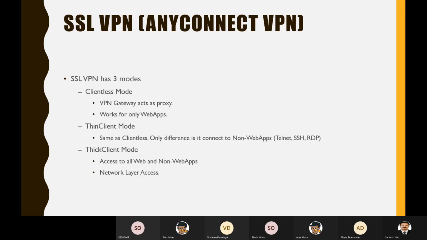In Cisco ASA Firewall, it is almost the same in most of the firewalls, but from the Cisco ASA perspective, we are going to study in this session. There are three modes. One is clientless mode, thin client, and thick client. So in clientless mode, as it is clear from the name itself, we are going to connect to the VPN gateway via the HTTPS browser. We'll just connect, and from there, we can access some internal portals.